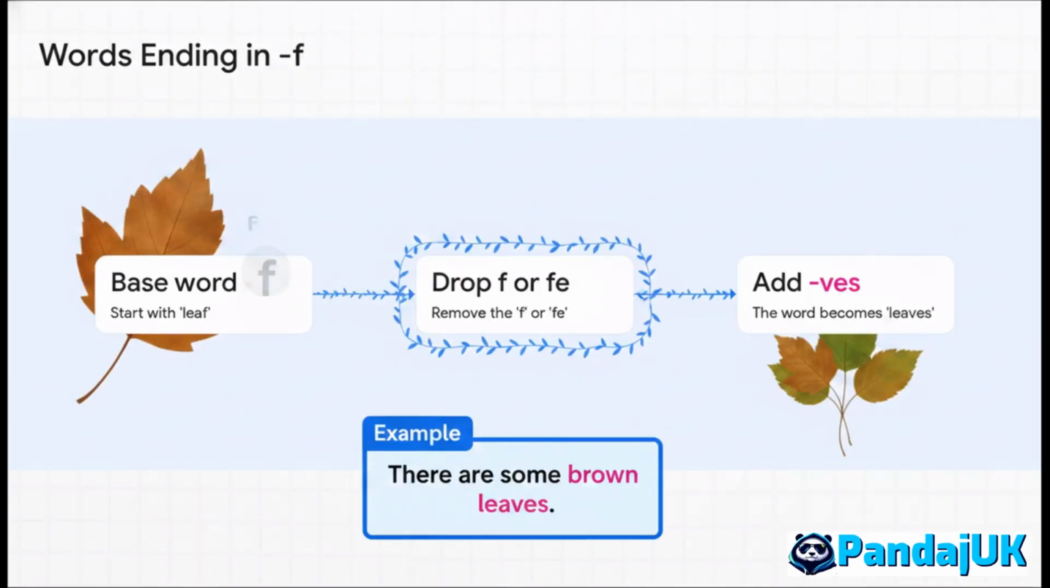And this brilliantly illustrates our next rule for words ending in F or FE. The word leaf ends in F. We drop that F and we add VES. The word becomes leaves. For example, there are some brown leaves.